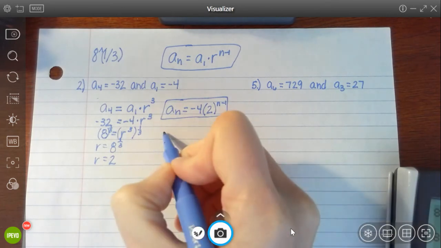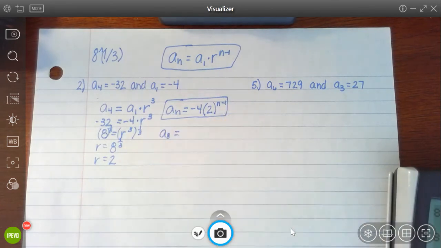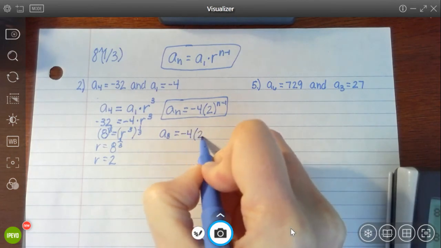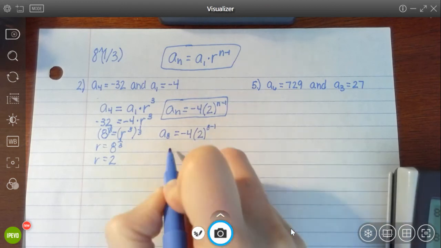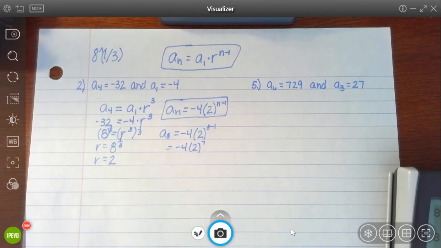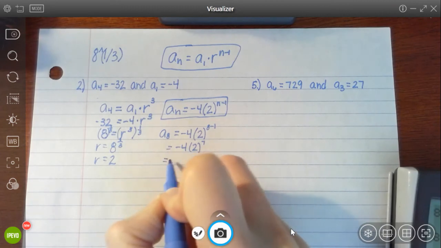And then I can go ahead and use it to find any term, but for this worksheet they wanted the 8th term. So I'm going to replace n with 8. I'm going to get negative 4 times 2 to the 8 minus 1, or negative 4 times 2 to the 7th power. And if I use my calculator, we get our value for that to be negative 512.